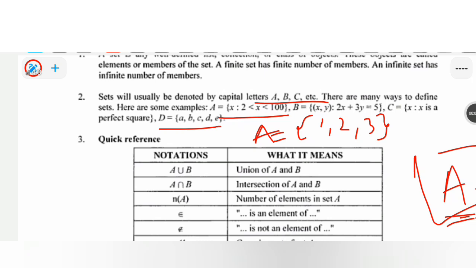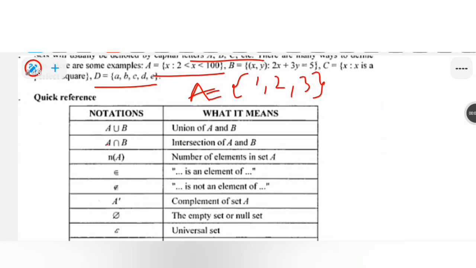Now let's move on to operations on set. For this next part of the video, we're going to be talking about intersection and union of sets, which is basically operation on set. The first one is this symbol, which stands for union, just like U. Then this one stands for intersection.